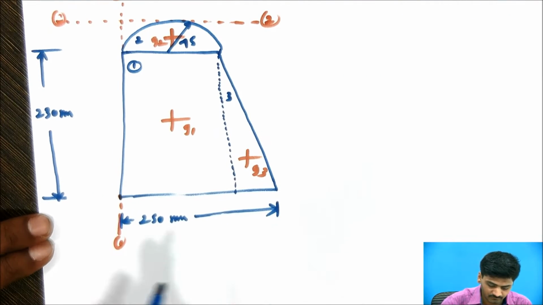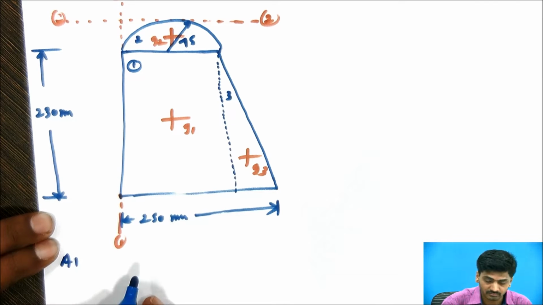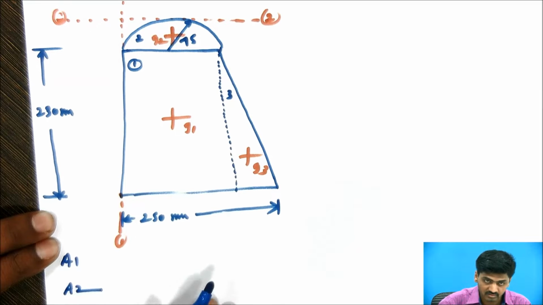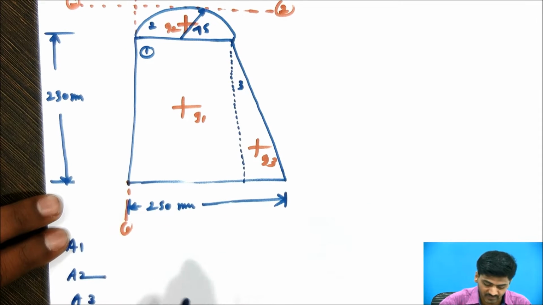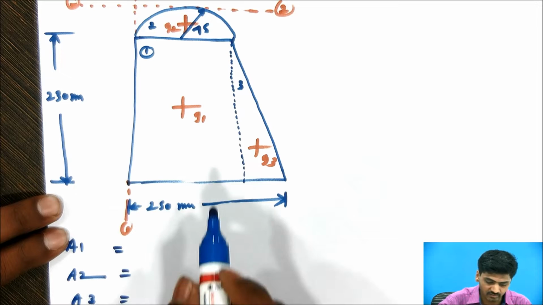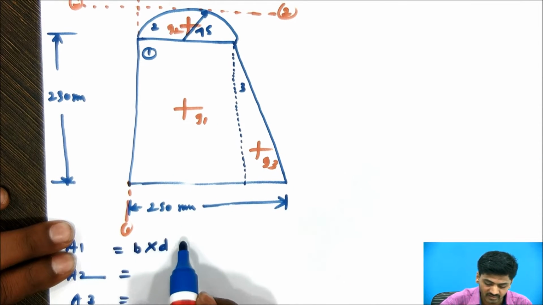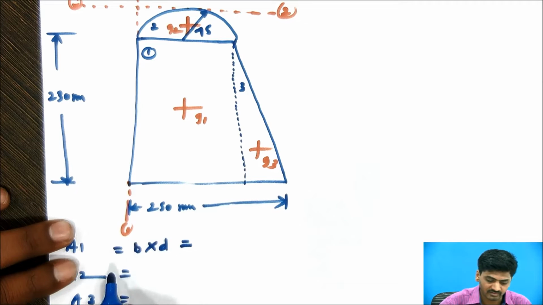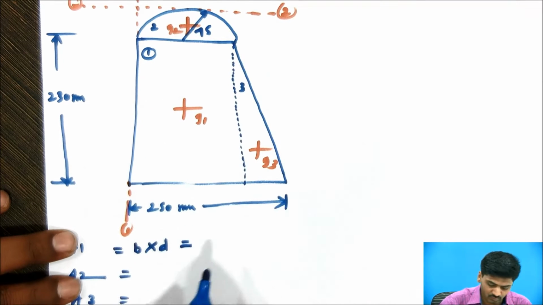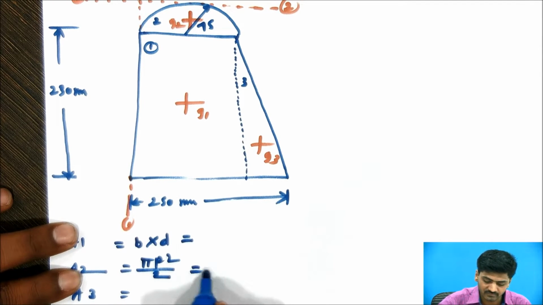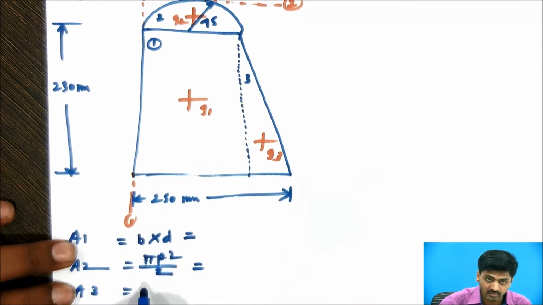So area of first figure, this is A1. Area of second figure, A2. Area of third figure, this is nothing but your A3. How to calculate it? Area of first figure, that is the rectangle, so B into D. Area of second figure, that is nothing but semicircle, so pi r square by 2. Area of third figure, that is nothing but the triangle. So how to calculate it? 1/2 into base into height.